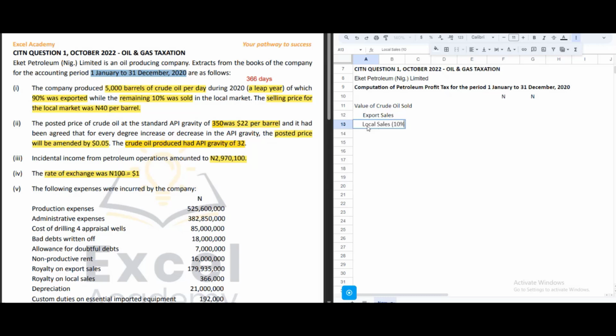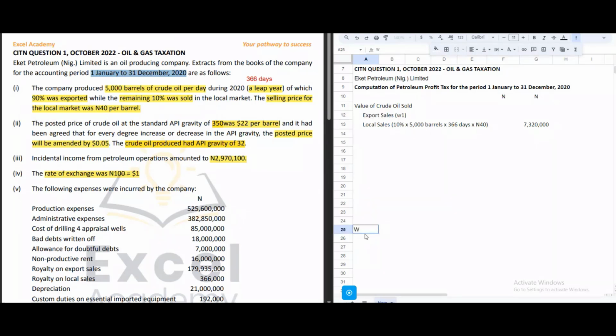We are told that 10% of these 5,000 barrels are sold locally, and they are sold at 40 naira per barrel. So 10% times 5,000 barrels times 40 is how much? And don't forget, this 5,000 barrels is per day, so multiply by 366 days for the year. So how much is that? This is 7,320,000.